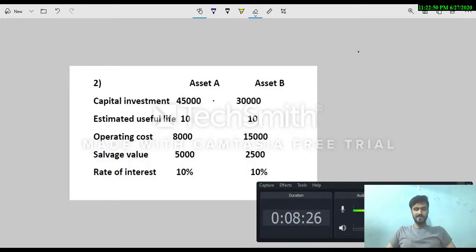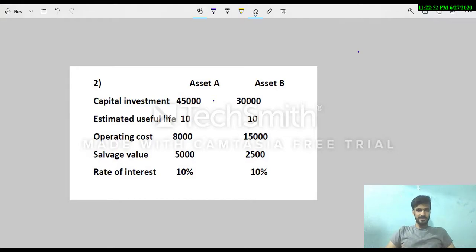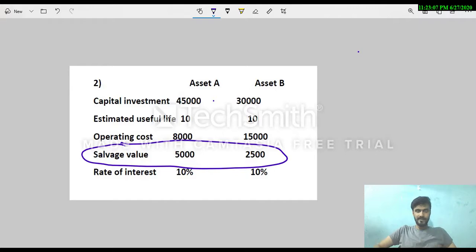So in this numerical, what will you say? It is the same numerical that I have done earlier. The only extra thing that is given is the salvage value, and the rest of the things are clear. I am just calculating for project A.